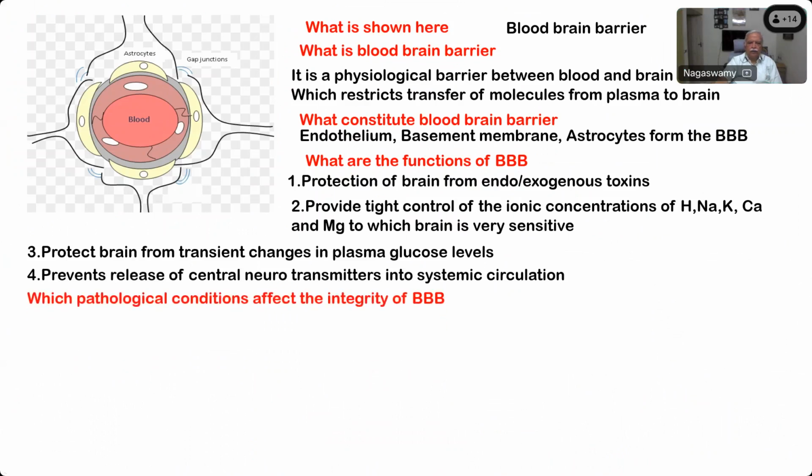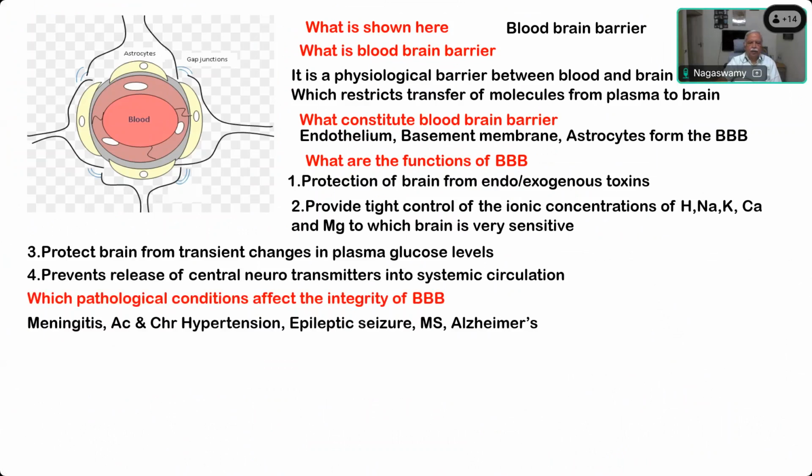Which pathological conditions affect the integrity of the blood-brain barrier? In neuroanesthesia particularly, meningitis, acute and chronic hypertension, epileptic seizures, multiple sclerosis, Alzheimer's disease, all these things. Even some large brain tumors can also affect the blood-brain barrier. That is why we give dexamethasone to stabilize the basement membrane integrity, as a part of the treatment.